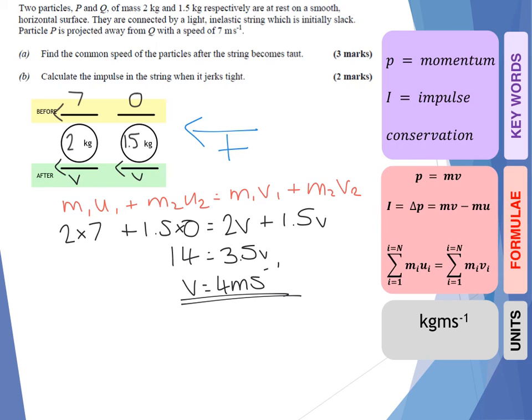Then we're asked to calculate the impulse, very similar to what we've been doing so far. So I equals mv minus mu. Here you're going to have to use the velocity that we just calculated, because you didn't know it for either before, but I'd be tempted to use my right-hand particle, Q, as I've got 0 involved. So the mass is 1.5 times 4 minus 1.5 times 0, therefore the impulse is going to be 6 kilogram meters per second.